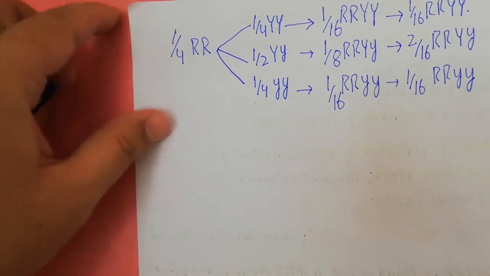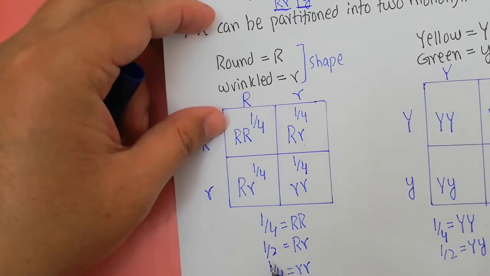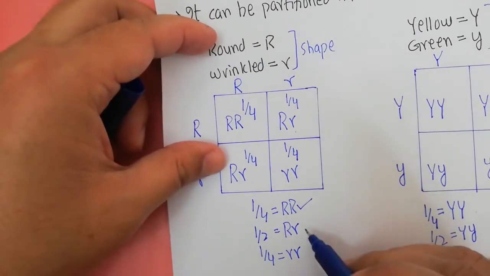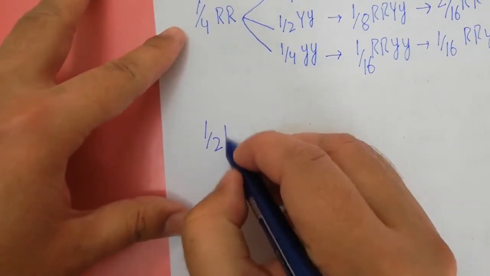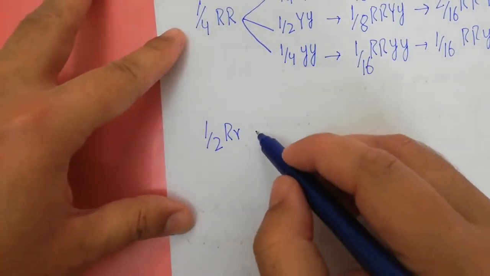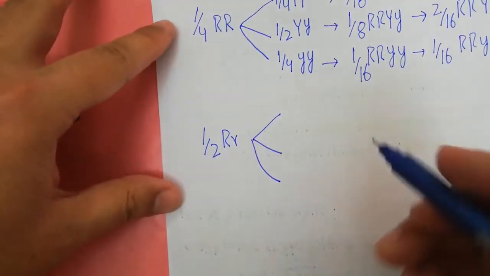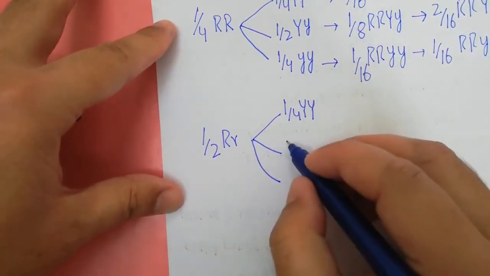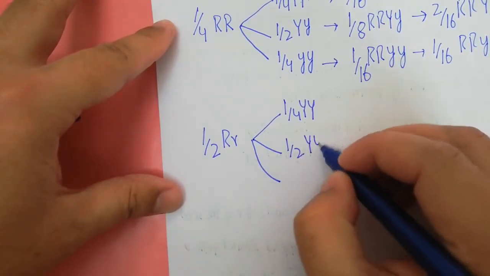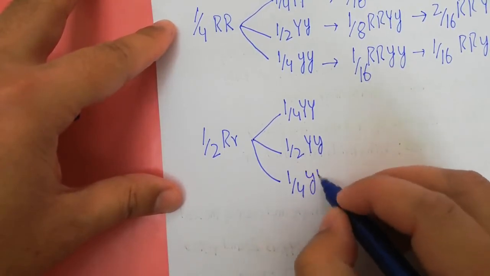Now you have to repeat this for all of the values that you have got from the monohybrid crosses. So we have done this one. Now let us focus on this one, the 1/2 of R and R. So you have half of the offspring with the genotype capital R and small r, and you have to cross them with all of the values that you have got for the monohybrid crosses from the other trait. So it will be 1/4 again, that will be capital Y, half of them capital Y and small y, 1/4 of them small y and small y.